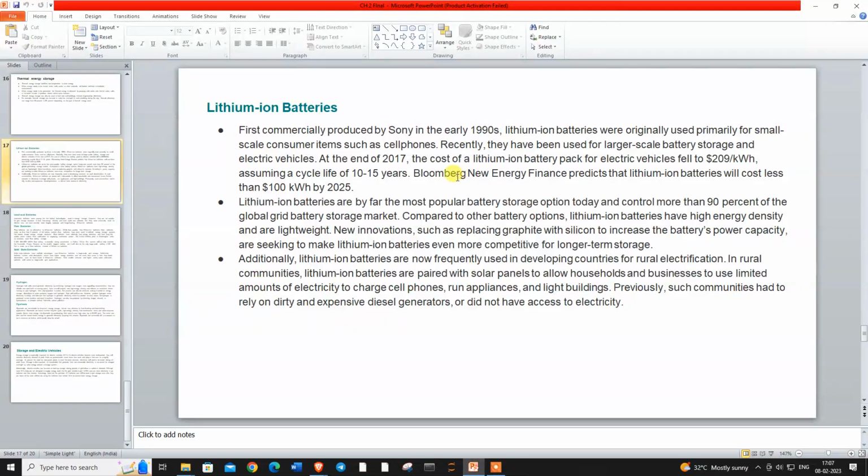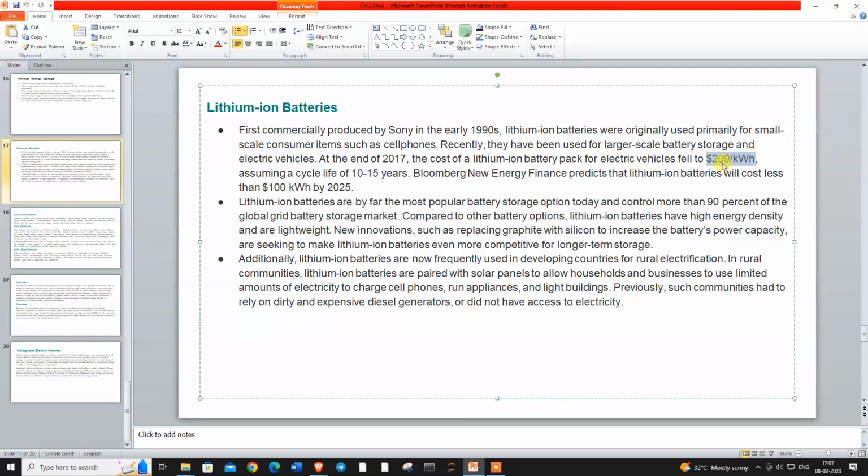Recently, lithium ion batteries have seen a lot of developments in the EV sector, and also in the inverter sector. They are used for large scale battery storage and electric vehicles. At the end of 2017, the cost of a lithium ion battery pack for EV had fallen. Earlier it was very high, but at the end of 2017 it fell to $209 per kilowatt hour.